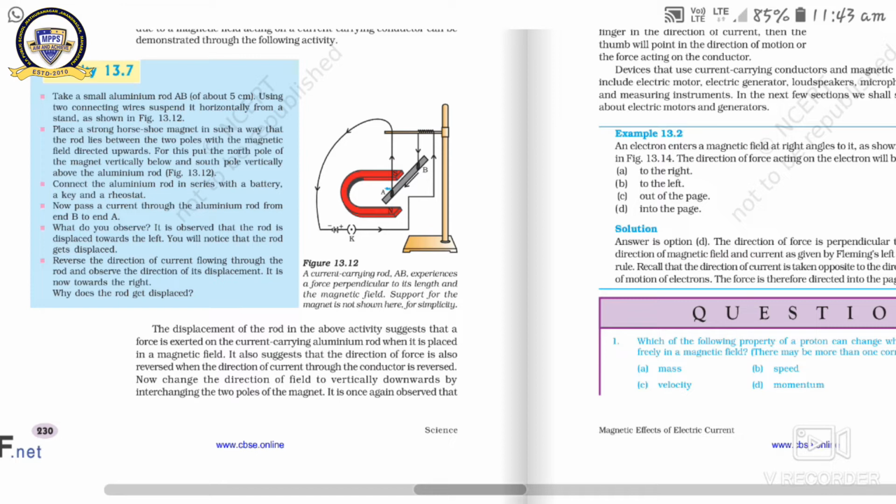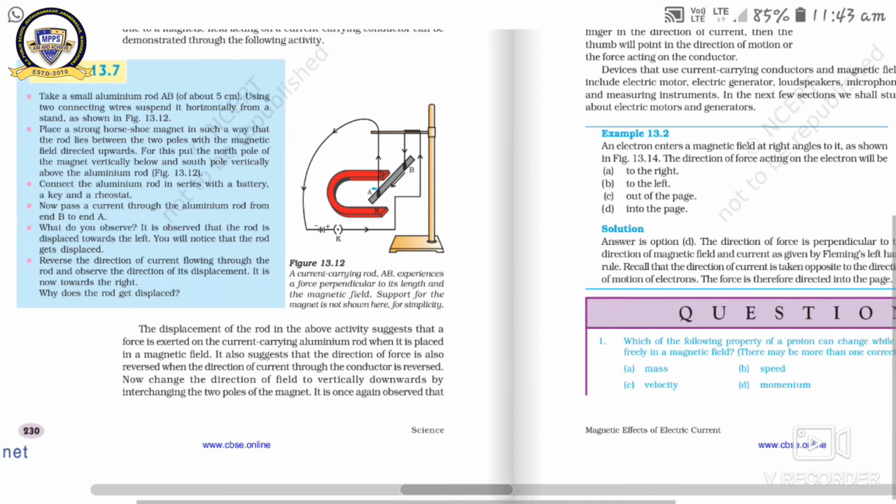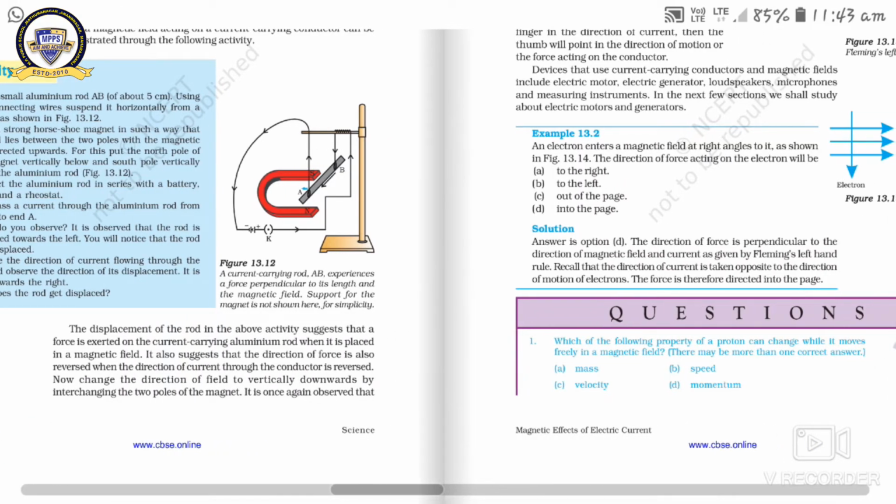The displacement of the rod in the above activity suggests that a force is exerted on the current carrying aluminum rod when it is placed in a magnetic field. It also suggests that the direction of force is reversed when the direction of current through the conductor is reversed. It means when you reverse the direction of the current, the force acting on the conductor is also reversed.